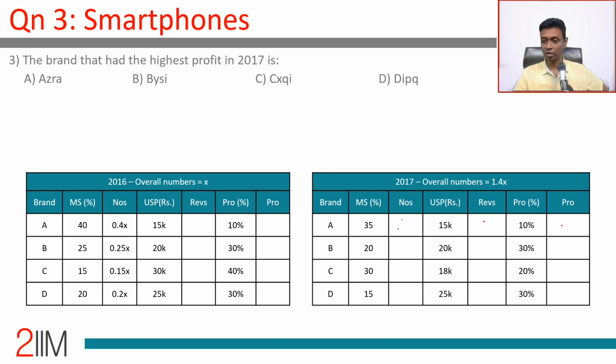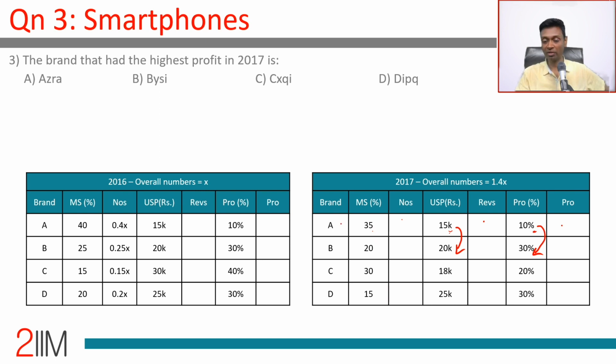So this is 0.35 into 1.4 into 15K into 10%. And so it's a fairly involved calculation to find this. But let's see if we can see which one is higher. Fine. So we're doing 35 into 1.4 into 15 into 10%. And so here the profitability is 3 times. This is higher priced. This is only less than half.